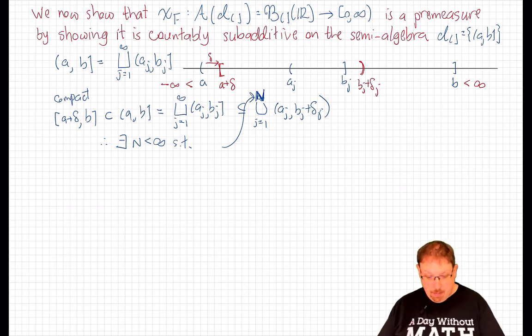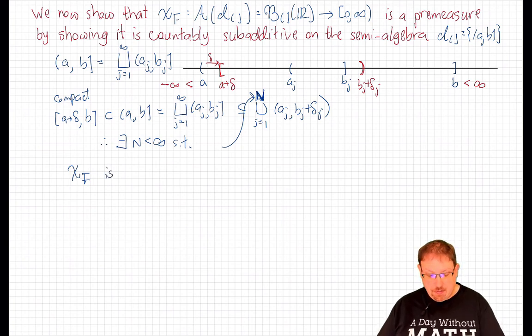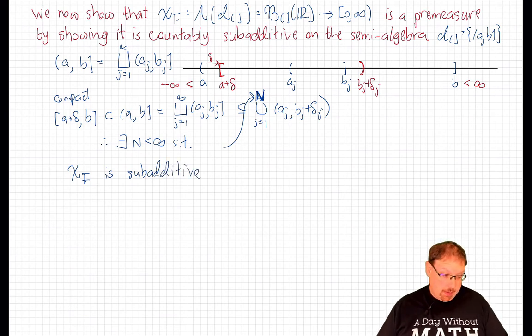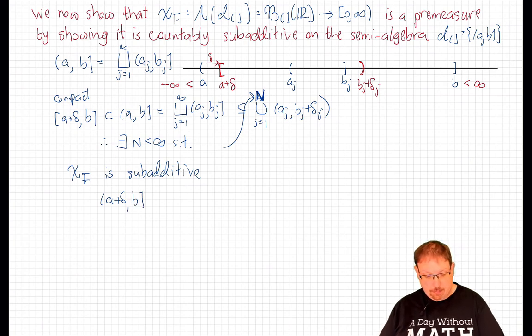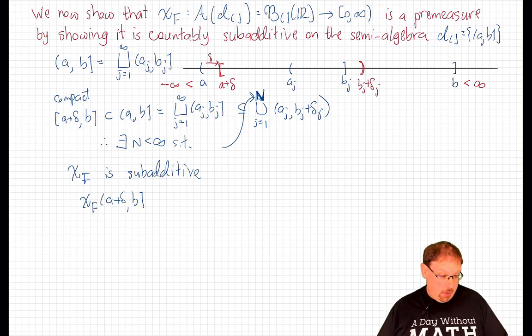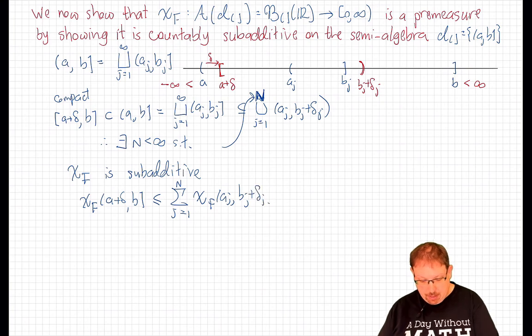That's great, because chi f is a finitely additive measure, and in particular, by what we proved in lecture 2.1, it is finitely subadditive over unions, be they disjoint or not. So, we can therefore take the half-open interval from A plus delta up to B, and note that its value under chi f is less than or equal to the sum of chi f of aj up to bj plus delta j closed.